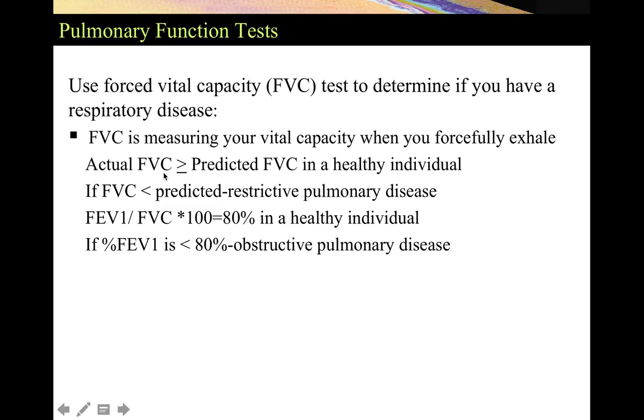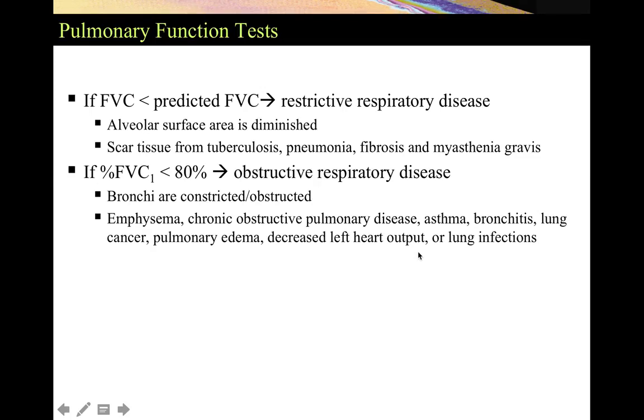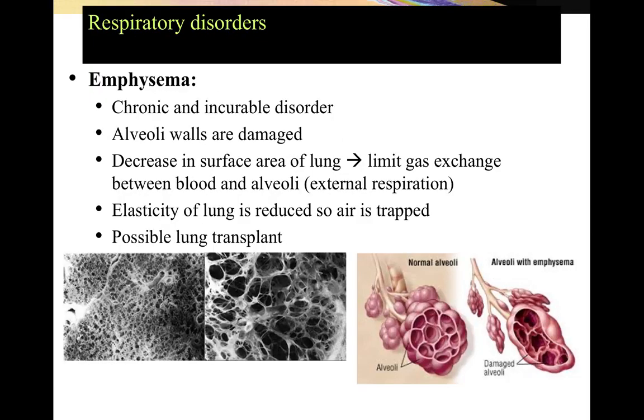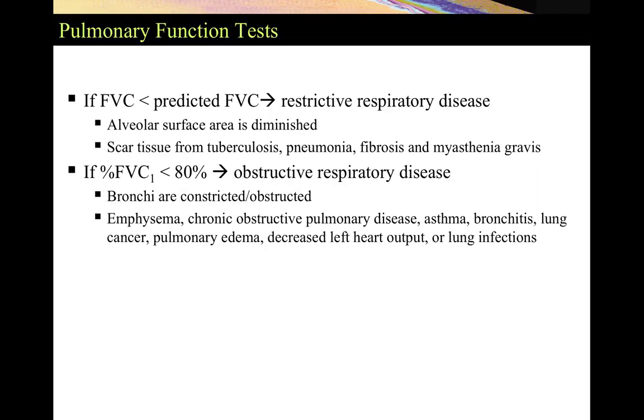Here's basically the equation. You have FEV1, if you want to figure out your capacity. If you're a healthy individual, FEV1 divided by FVC times 100 is equal to 80%. But if your FEV1 is less than 80%, you have an obstructive pulmonary disease. And if your FVC is smaller than your predicted, you have restrictive pulmonary disease, which means, again, your lungs do not have the ability to carry as much air.